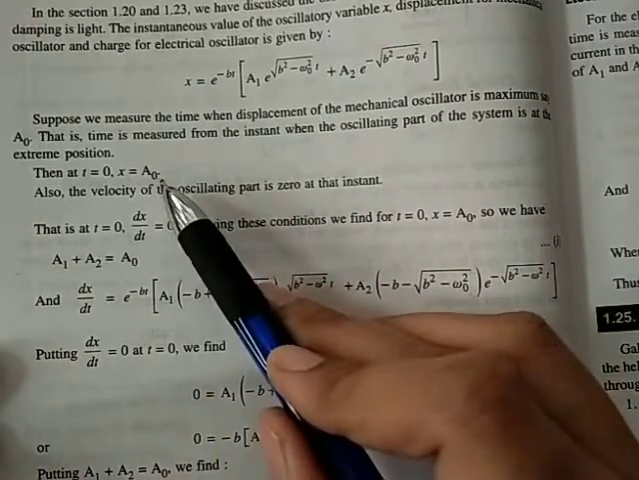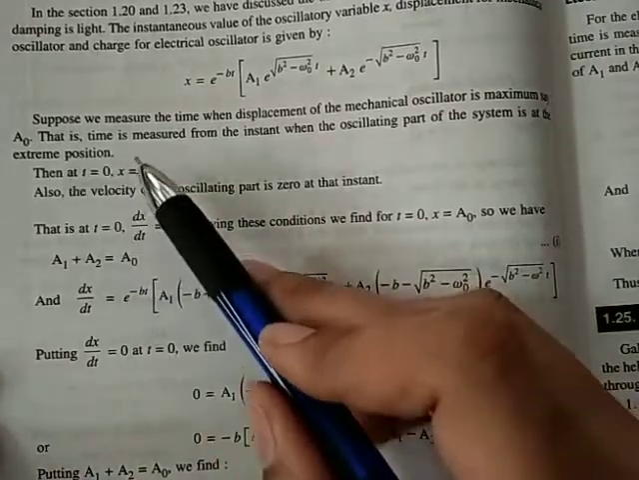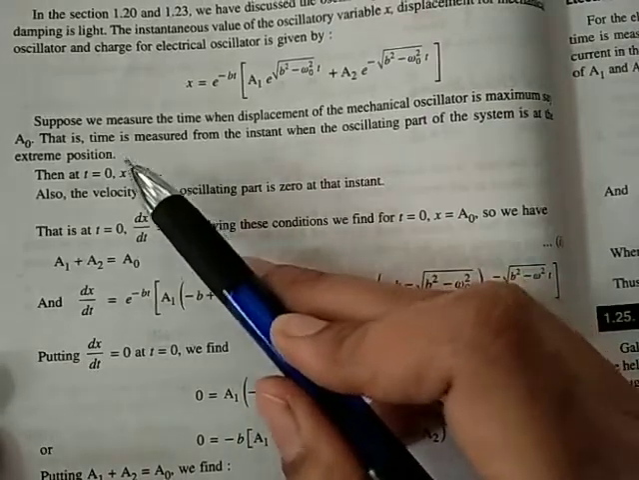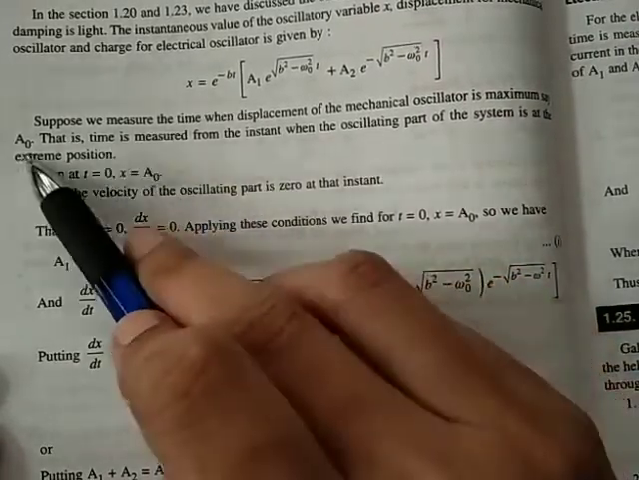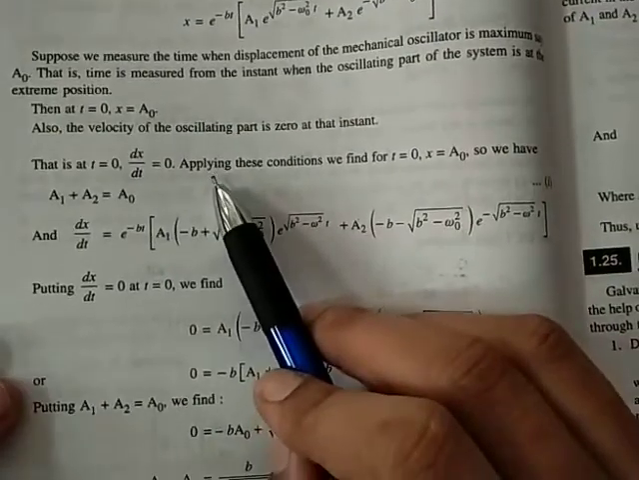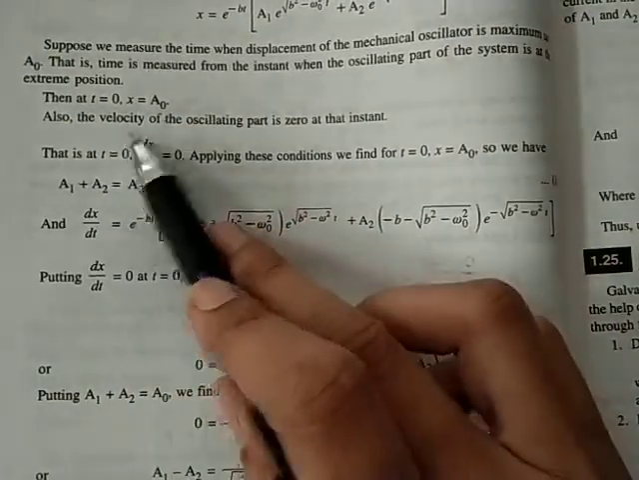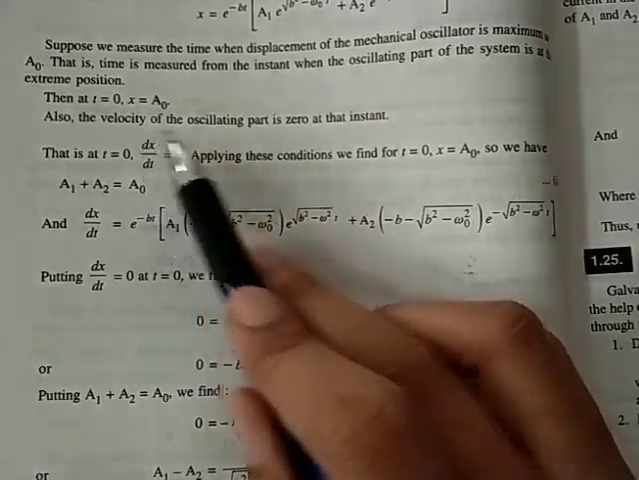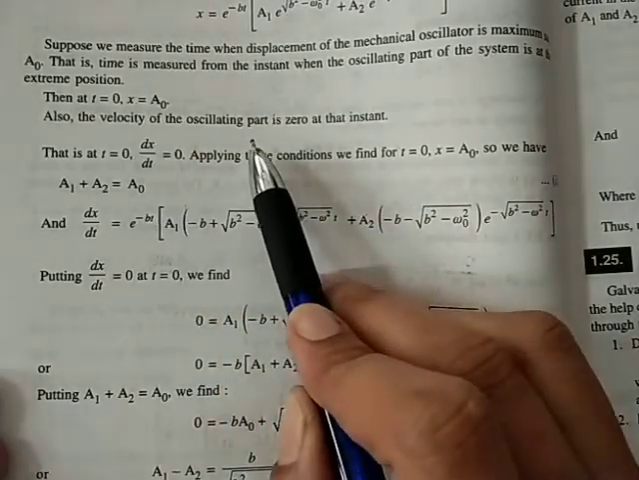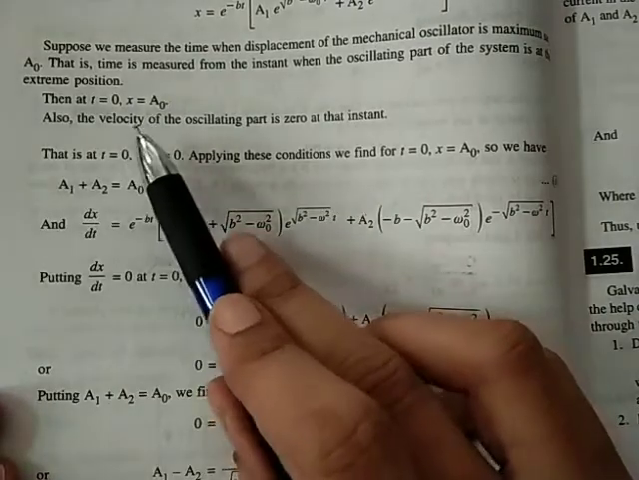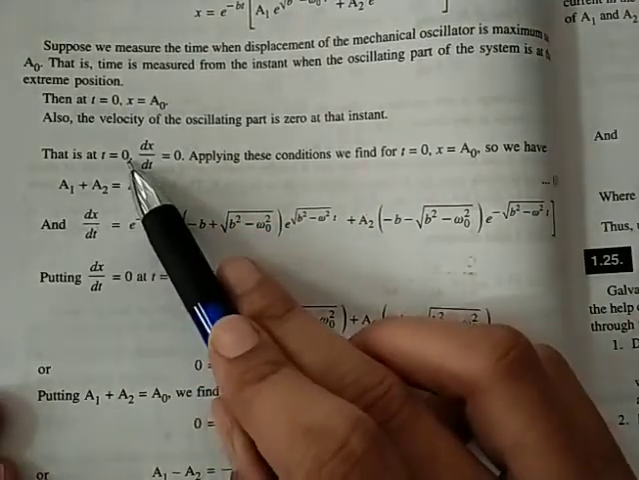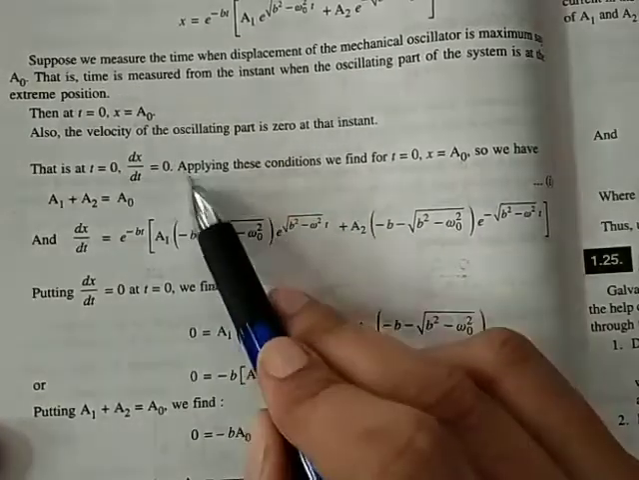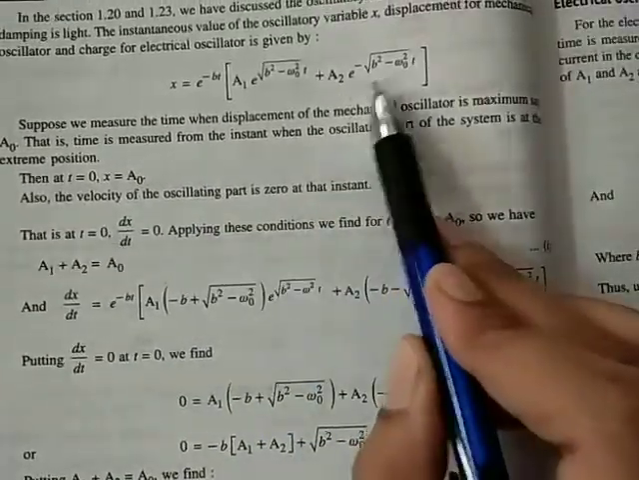So we are using this when we are starting the time from the instant where the amplitude is maximum. So this is the A naught value. Also, if x is equal to A naught, x has the maximum value, and at that time velocity is 0. So at t equal to 0, v is 0, which means dx by dt should be equal to 0.